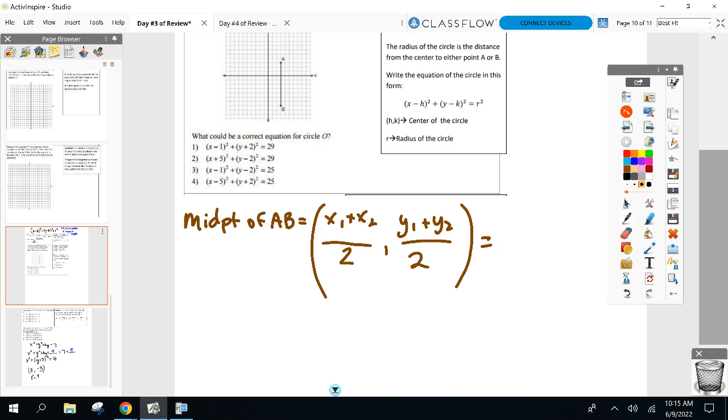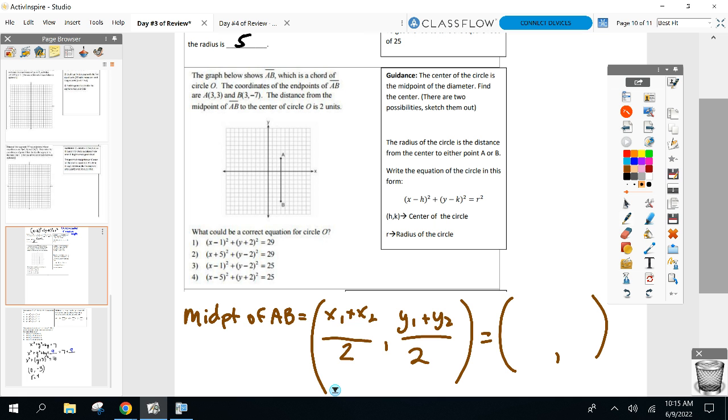So go ahead. Take A and B's x, add them together, divide by 2. Do the same thing for the y so we can figure out what the midpoint is. How about 3, negative 2?